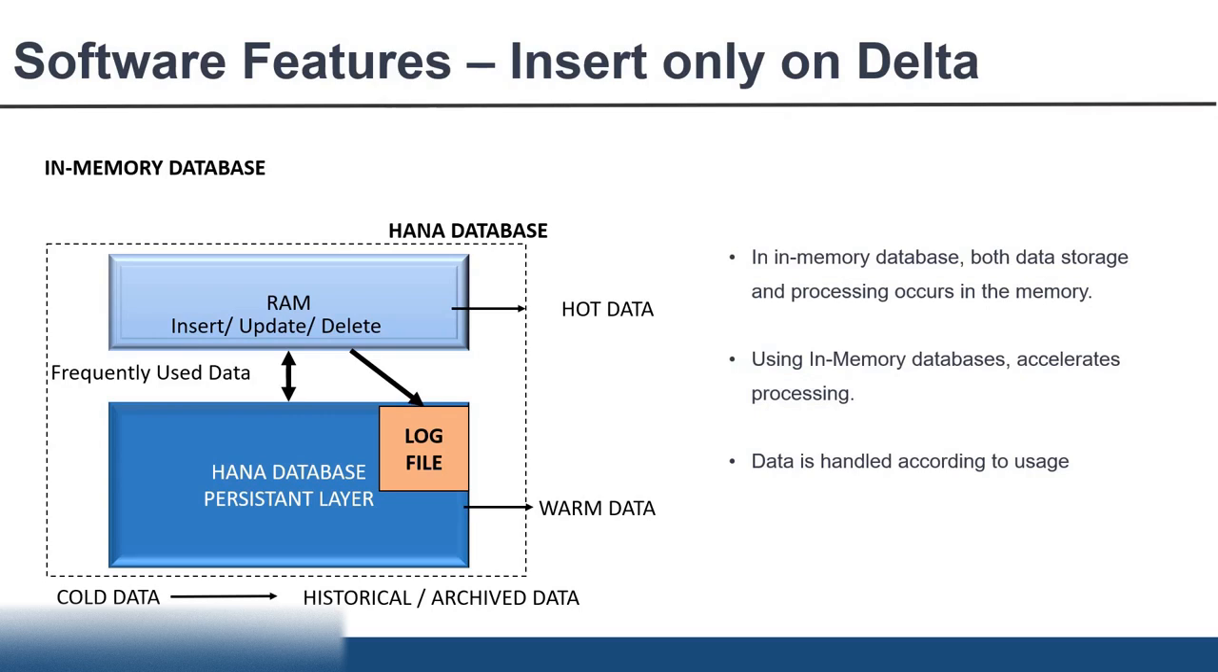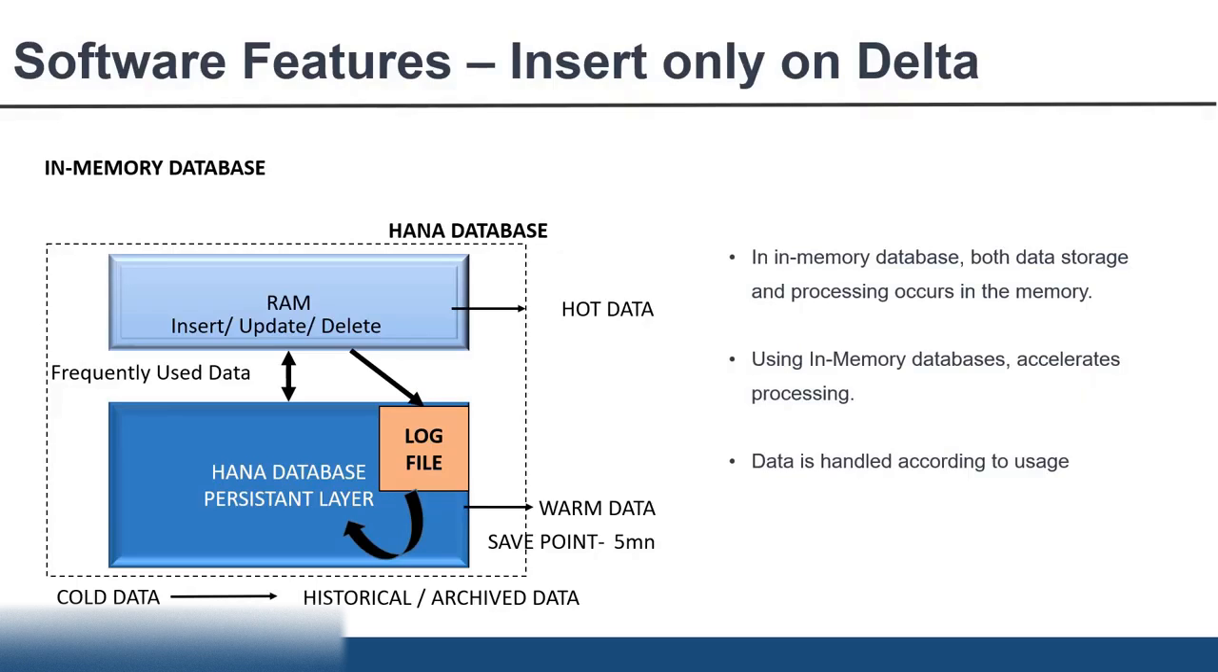So you are recording the changes in a log file, and after a definite frequency or a definite interval, the persistent layer will read the log file and do the changes in the actual database. This frequency or interval is called a save point, and by default the setting for save point is 5 minutes.